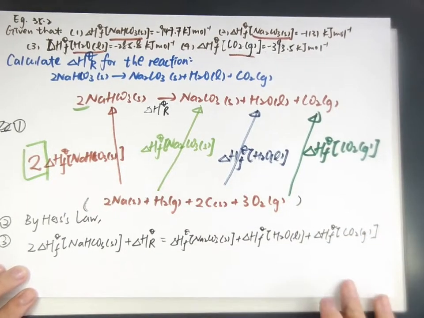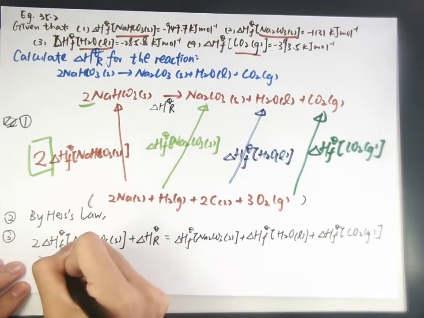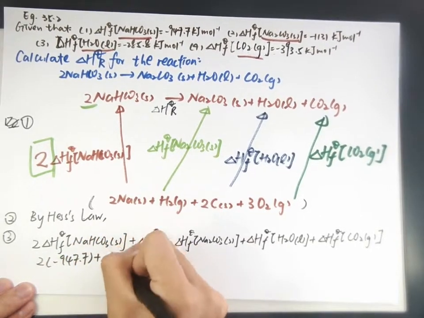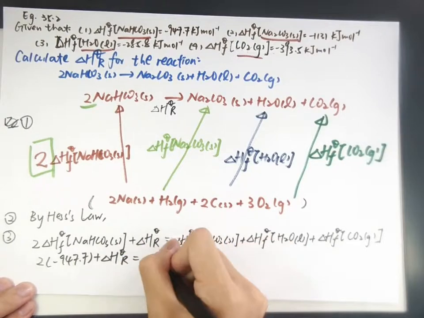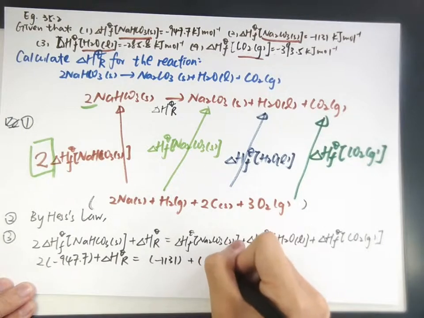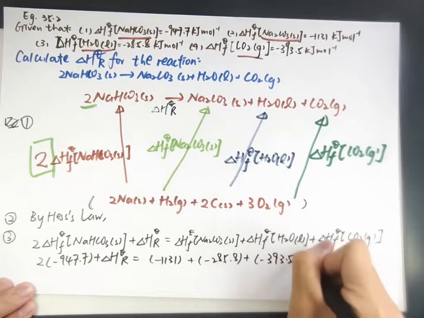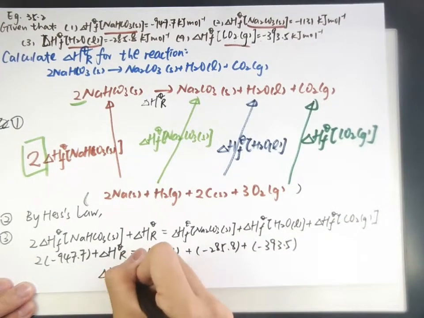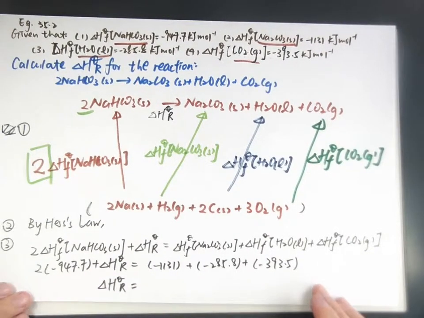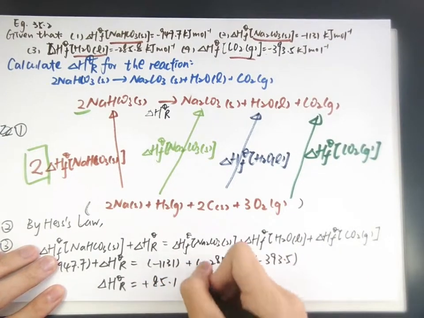Is it clear? So now we substitute the correct corresponding values. 2 times negative 947.7 plus delta HR equals negative 1131 plus negative 285.8 plus negative 393.5. So what is the value of delta HR? Use your calculator to find it. It would be positive 85.1 kilojoule per mole.